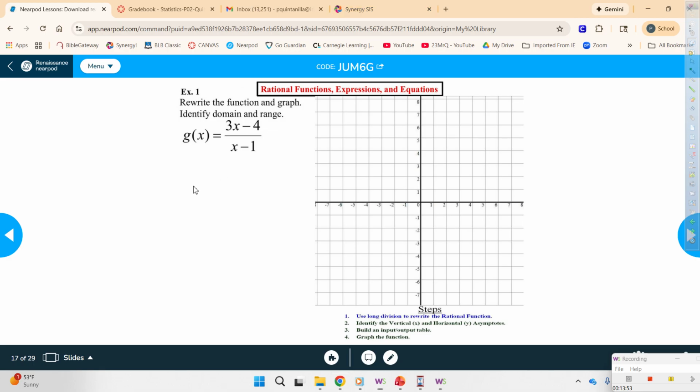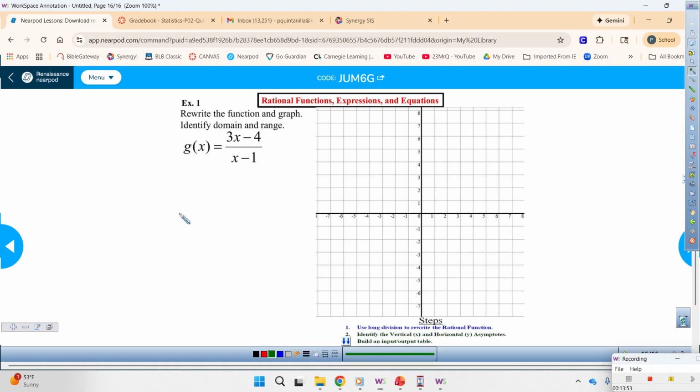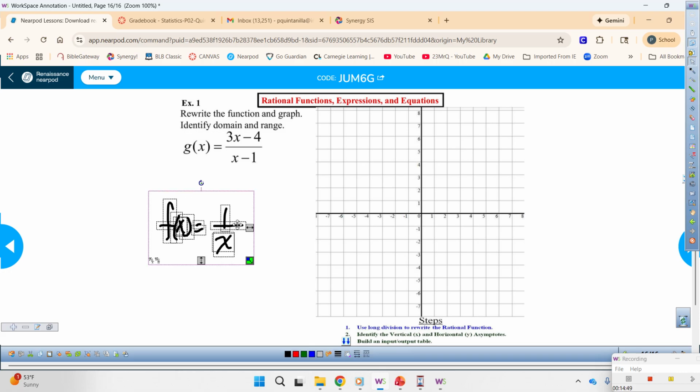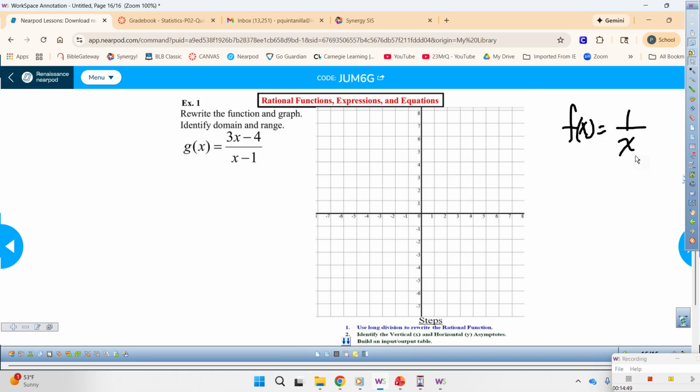All right, so first, I want you to graph for this one, f of x equals 1 over x. And then from there, see what we can do with that. I'll give you guys a head start. All right, here we go.